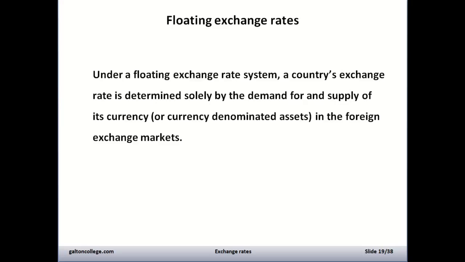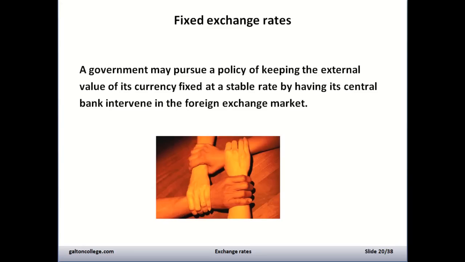The alternative to a floating exchange rate is, of course, the fixed exchange rate. This is where countries agree to bind their currencies together, and thereby hoping to encourage international trade by getting rid of uncertainty, getting rid of the uncertainty associated with exchange rate movements.